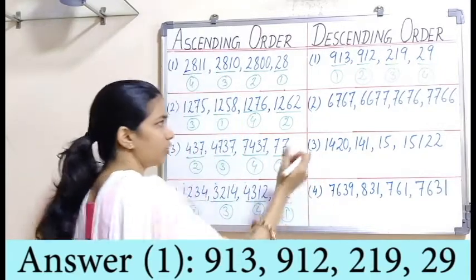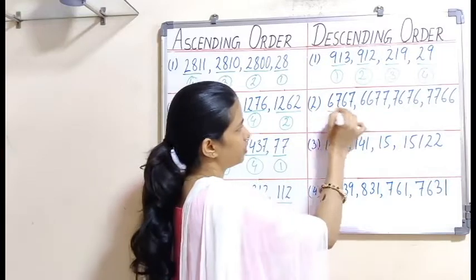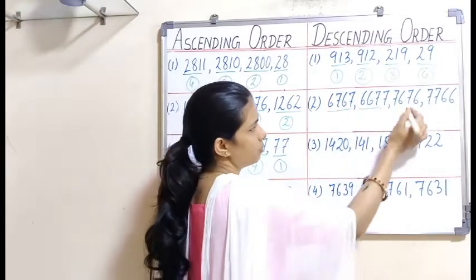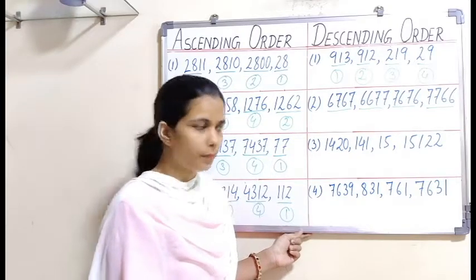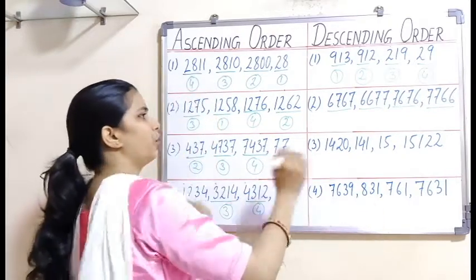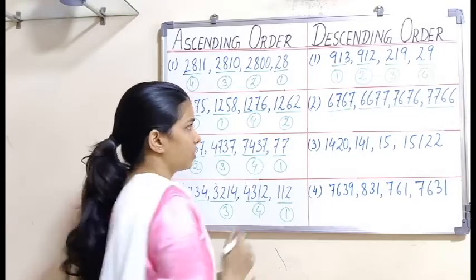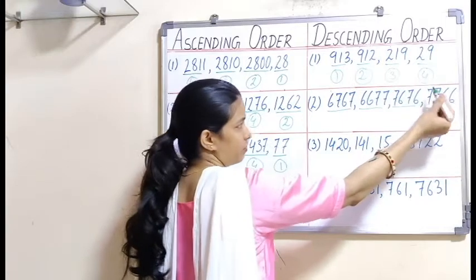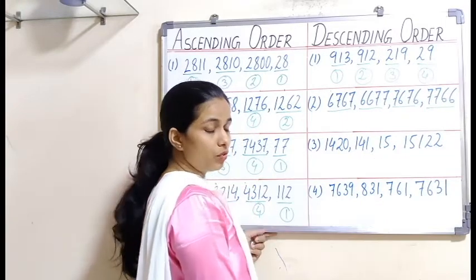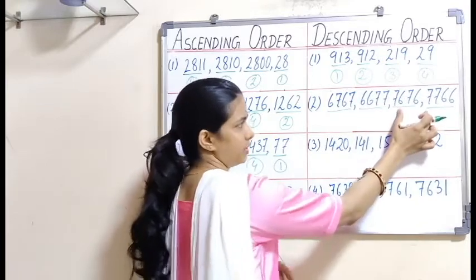Now in the second question we have a 4-digit number, 4-digit number, 4-digit number, 4-digit number. We have all 4-digit numbers. So how do we compare? We will be comparing the digits from the left side. So we have 6, we have 6, we have 7, we have 7. What are we doing? We are going from bigger to smaller. So we'll focus on 7 first.